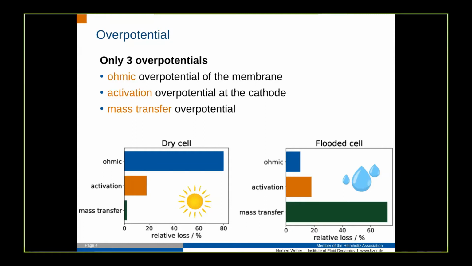These 3 things are not so difficult to compute, but depending on the state or the operation, on the current density, the values of these 3 overpotentials can change dramatically. So depending on whether the cell is wet or very dry, the ohmic overpotential or the mass transfer losses can be the major contribution.